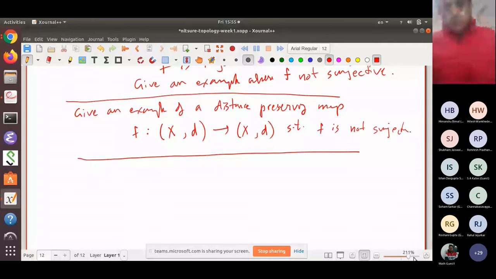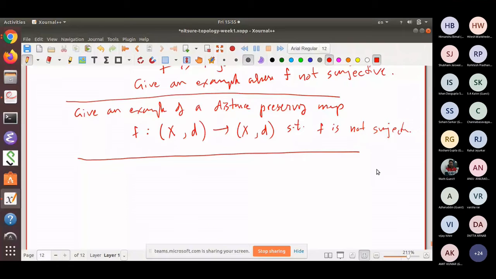Okay, so all of you have understood this category. It has composites. Is there identity? Yes, of course, the identity map does preserve distance. Then what else do you need in a category? Composition is associative, obviously associative. So we have got a category of metric spaces with distance preserving maps.